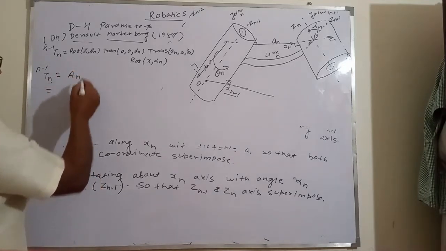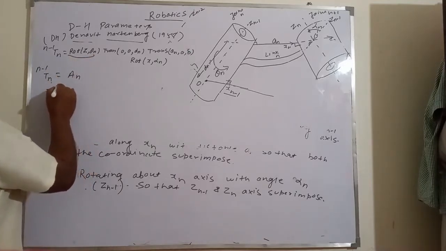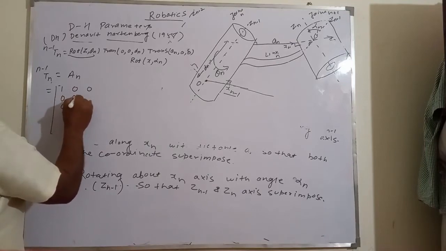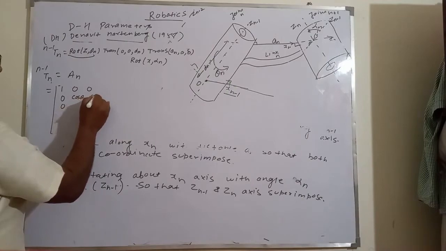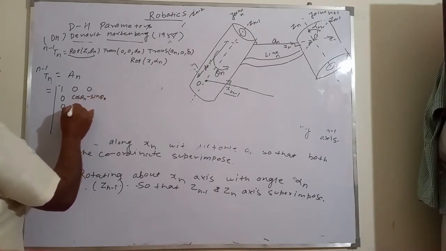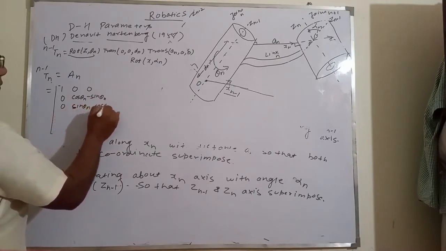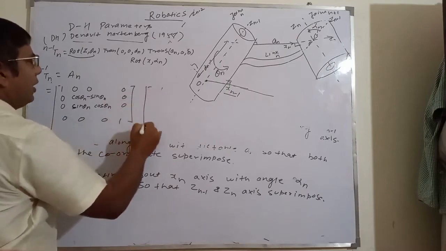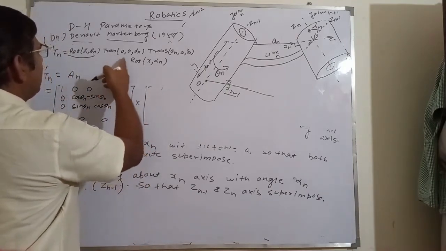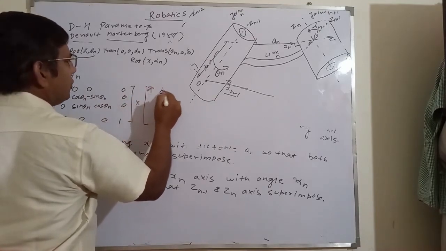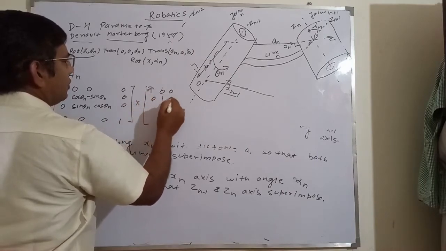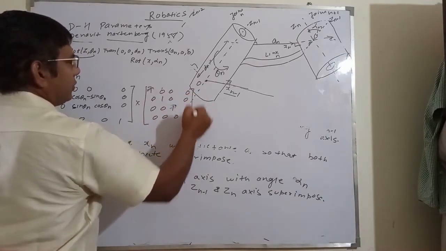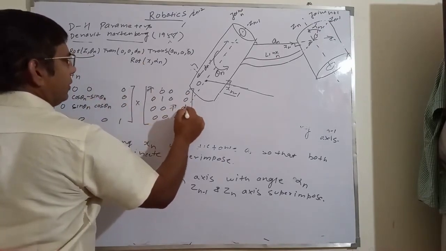Let's write the first one. We know how to write this: the rotation matrix with cos theta, minus sin theta, sin theta, cos theta, and 0 0 0 1. This will be multiplied by the translation matrix, which is very easy: identity with dn in the z position.